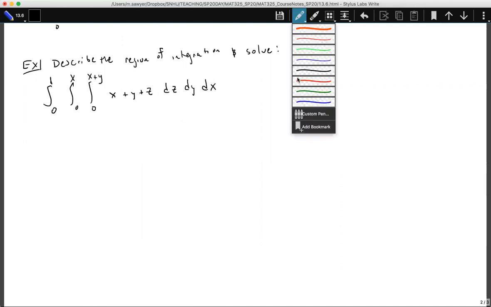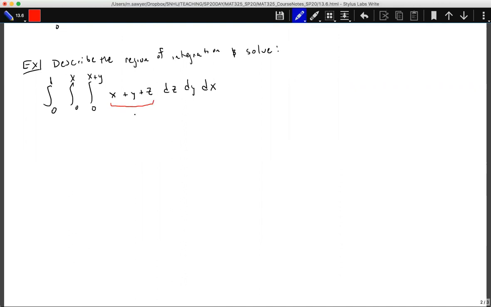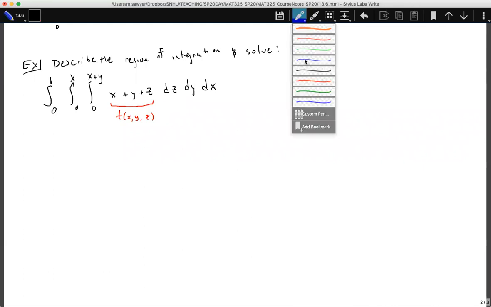Just as in the previous problem, we can think of this as some function t of x, y, z. So this is some hypersurface that we're describing. And you can also think of this as a density function, the density in space. This is used in various application problems as well.